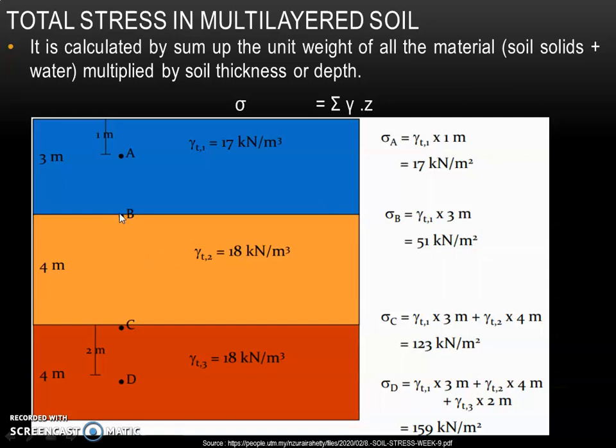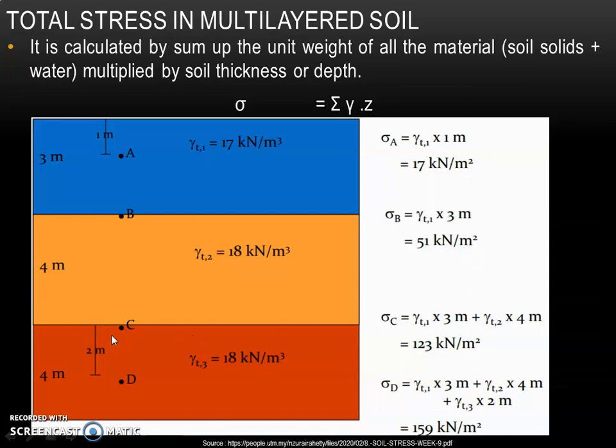And if you want to find sigma, that is stress at point B, then we will use the same equation gamma into Z, where gamma is 17 because it is the unit weight of the soil above point B. So 17 into the depth at which point B is located, which is 3. So we get sigma B as 51 kilonewton per square meter.